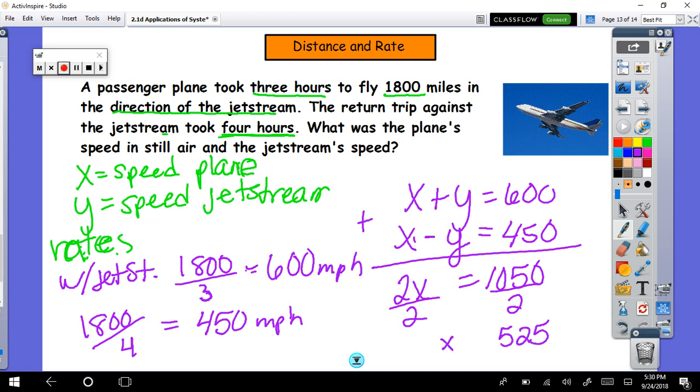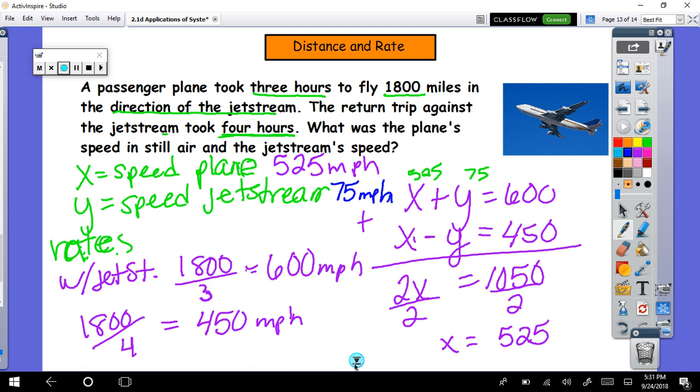525. Yeah, 525. So that means the speed of the plane was 525 miles per hour. And the jet stream then, if they together had to add up to 600, and I knew that the plane was going 525, then that means that the wind has to be 75 miles per hour for them to add up to 600 together. So the speed of the jet stream would be 75 miles per hour.